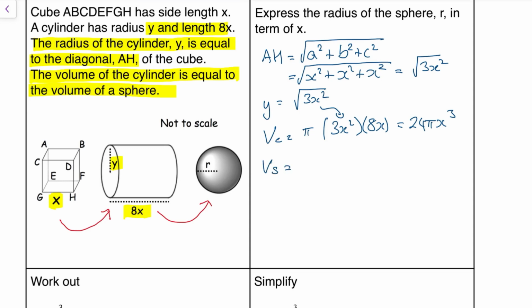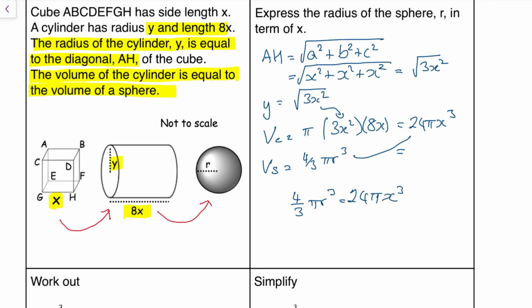Deep breath. Volume of the sphere, well, that's straightforward. So that's just 4/3 pi r cubed. And then it says the volume of the cylinder is equal to the volume of the sphere. So these two are equal, which means that 4/3 pi r cubed is equal to 24 pi x cubed.